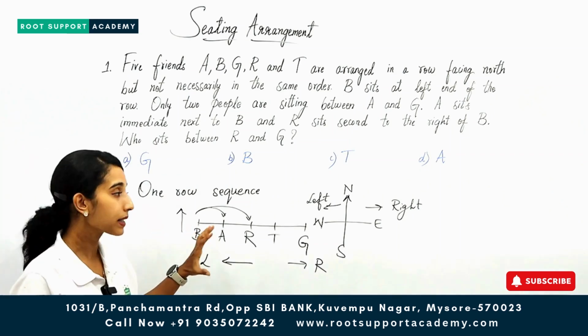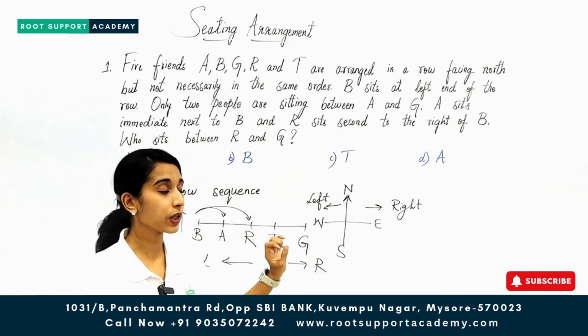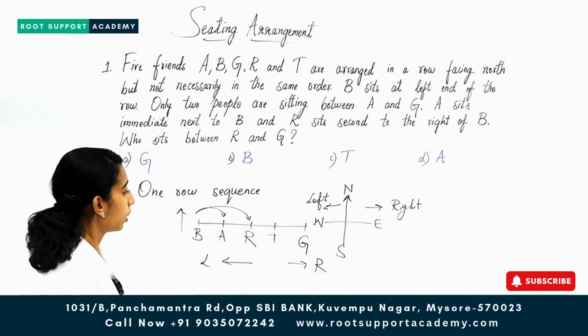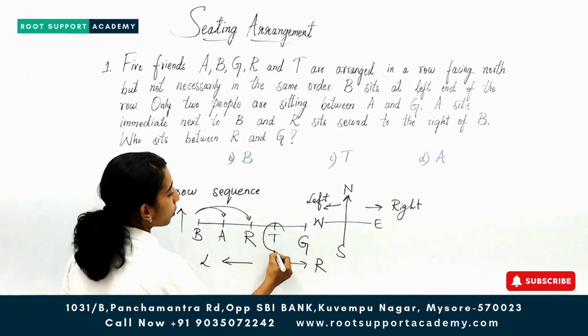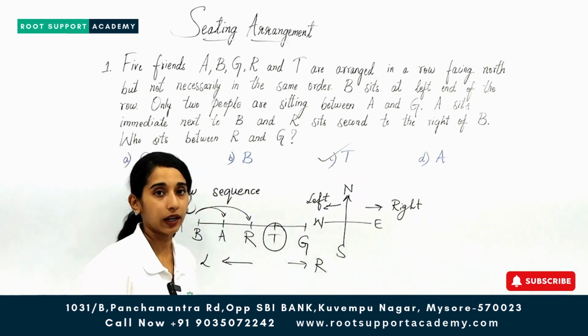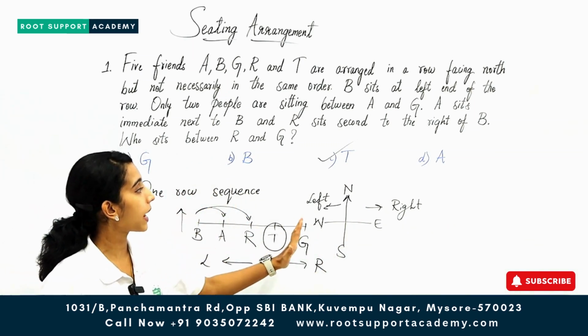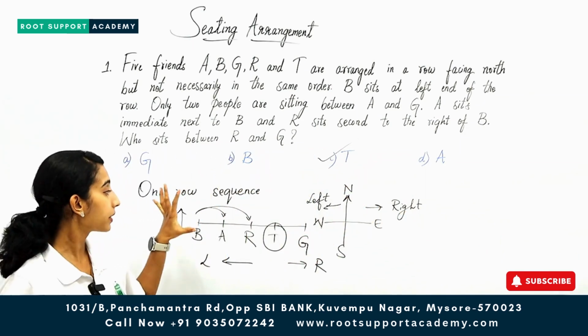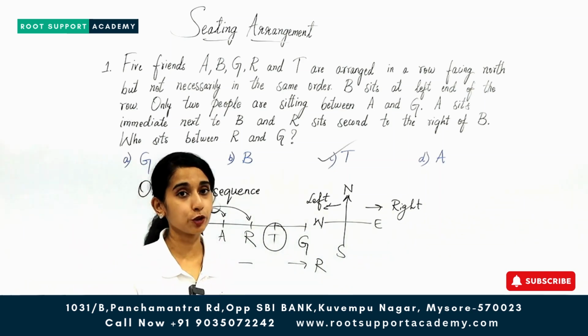So, based on this, now they can ask you any question. The question that they've asked you here is, who sits between R and G? So, who is sitting here between R and G? T. Option C is your correct answer. Okay. So, once you understand the direction and who is sitting towards right and left, this type of problems are very simple to solve.